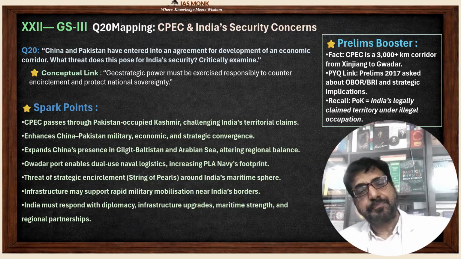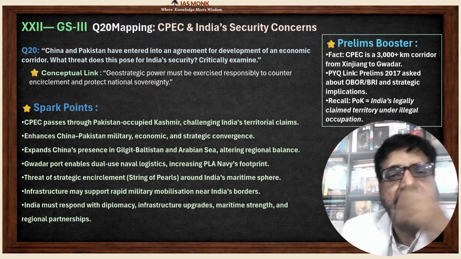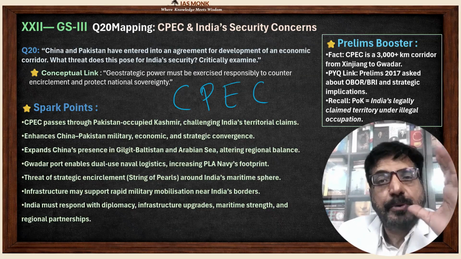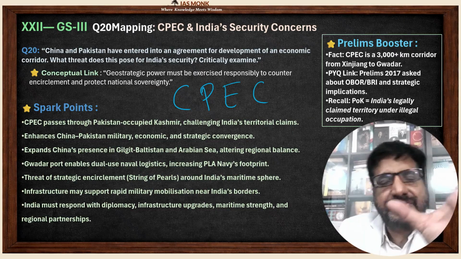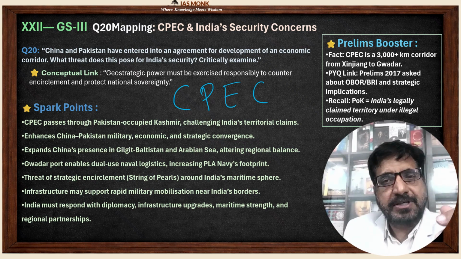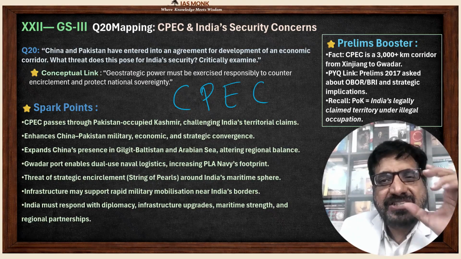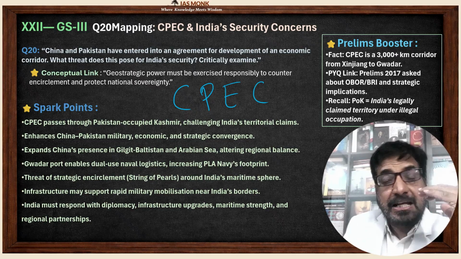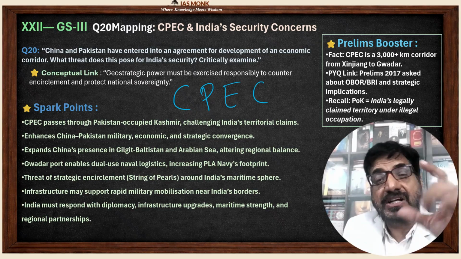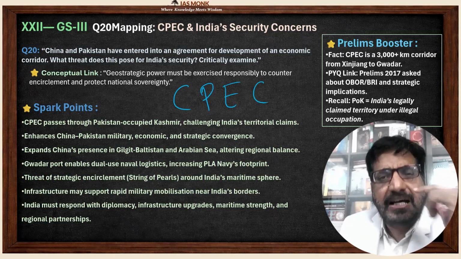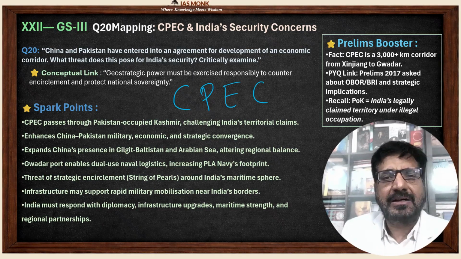Okay. So the China-Pakistan Economic Corridor, that is CPEC, poses significant security concerns for India because it passes through Pakistan-occupied Kashmir, which belongs to India, directly challenging India's territorial sovereignty. The corridor deepens China-Pakistan strategic alignment, enabling military, economic, and infrastructural cooperation in sensitive border regions. China's presence in Gilgit-Baltistan and the Arabian Sea alters the regional balance of power and increases India's vulnerability to encirclement.